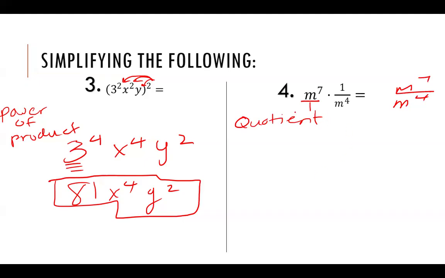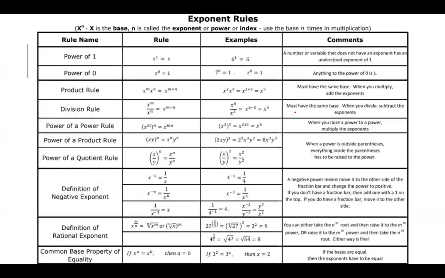Where the quotient rule tells me, so right here, the division rule, this is your quotient rule. Remember, quotient means to divide. So whether I say quotient or division, you're subtracting. That's power of quotient, that's the distribution. The division or quotient rule means that you have the same base in the numerator and the same base in the denominator, and you're going to subtract their powers.